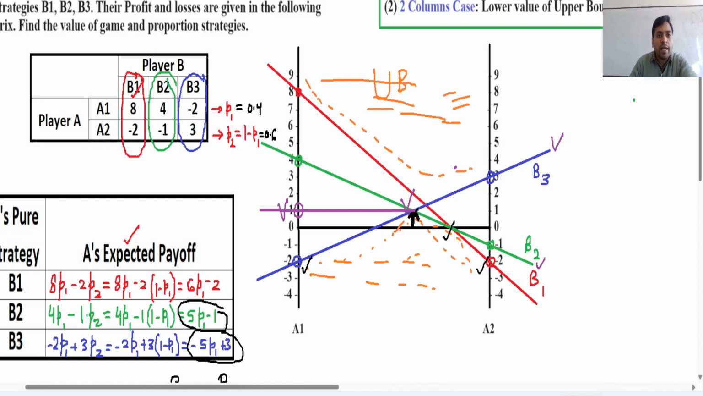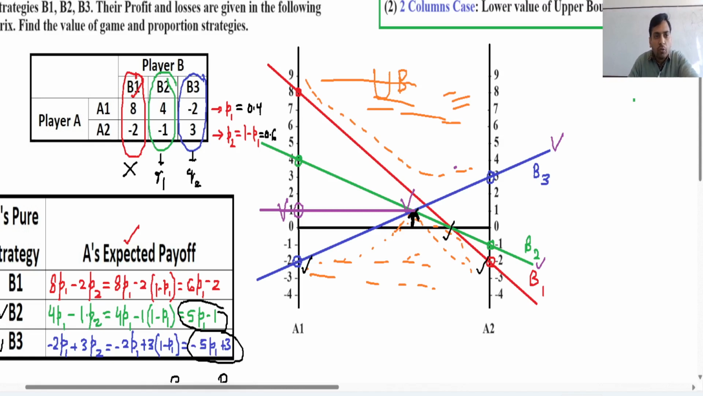Now we need to decide the proportion for player B. As we are opting for strategy B2 and B3, not B1, we will not decide a proportion for B1. We will decide the proportion for B2 and B3. This first is considered as Q1 and this second is considered as Q2. Now we need to find Q1 and Q2.